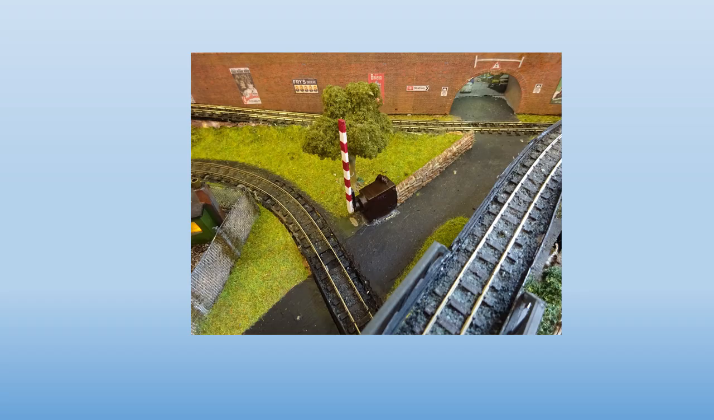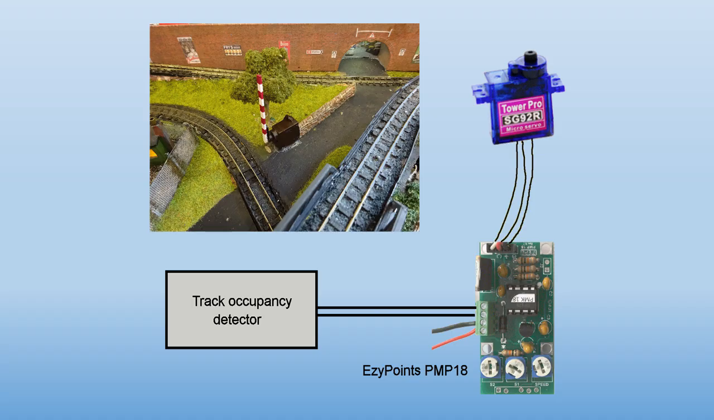Consider this barrier gate. The servo is in plain view, albeit painted black, sitting on top of the layout and operating the barrier arm directly. A train detector module spots the approaching train, triggers the Easy Points module, which lowers the barrier until the train passes. There's no special programming involved, just connect the train detector module to the servo module and it's good to go.